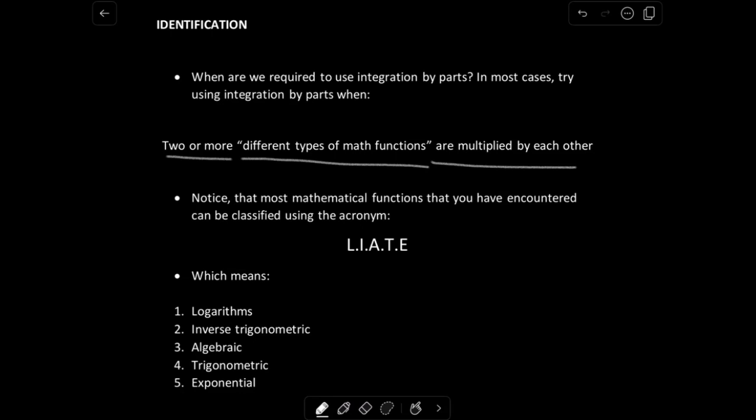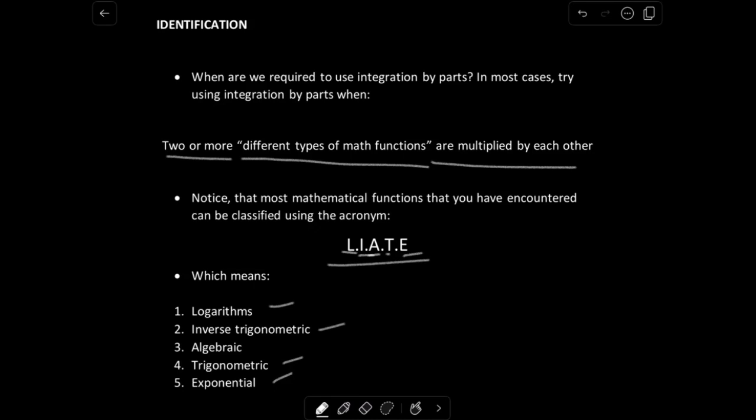Notice that most of the mathematical functions that you have encountered in your studies can be classified using the following acronym, and the acronym is called LIATE. So what does it stand for? The L means logarithms. The I means inverse trigonometric functions, so your arcsine, arccosine, arctangent. A is the algebraic functions. T are your trigonometric functions. E are your exponential functions.